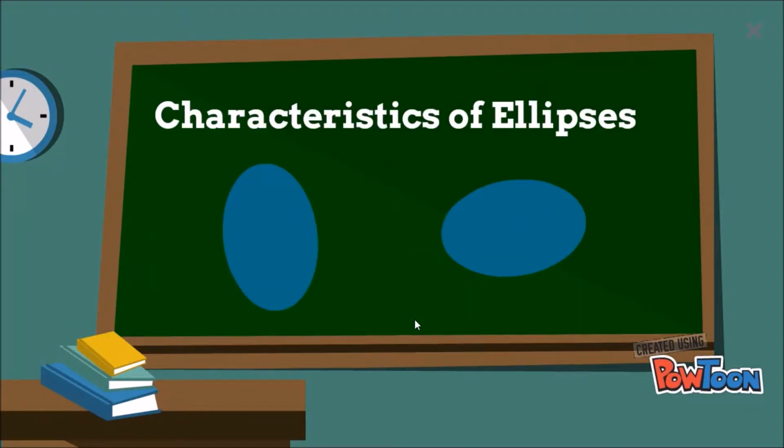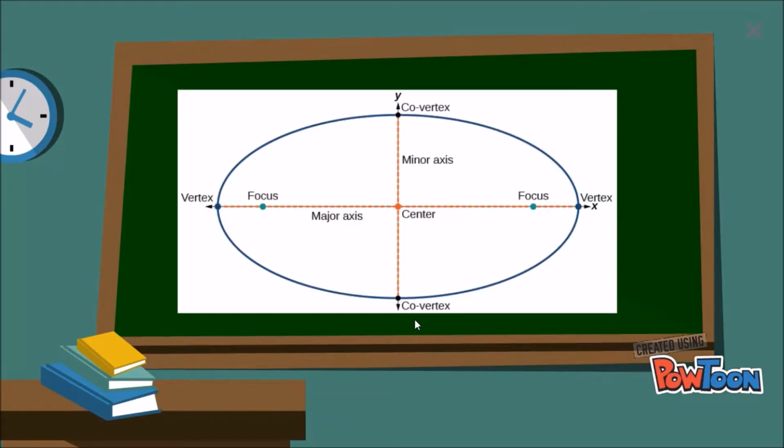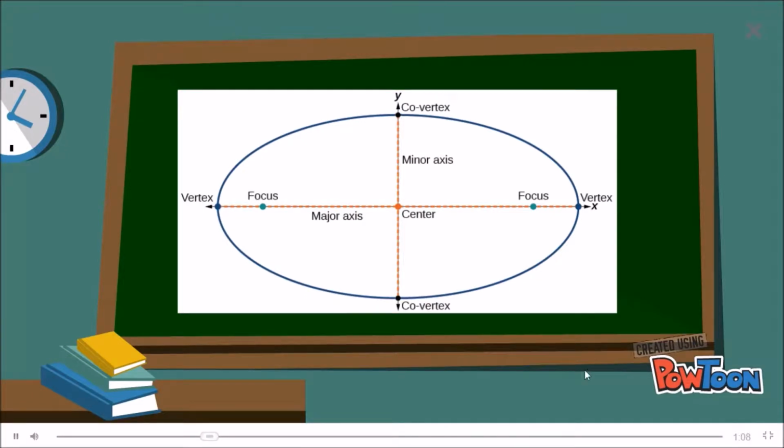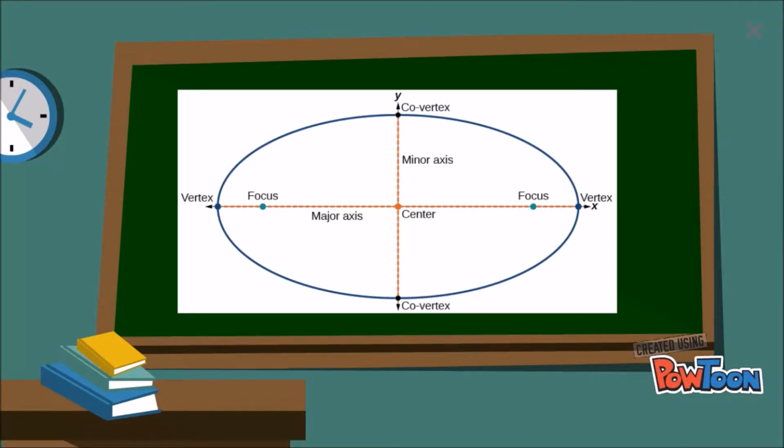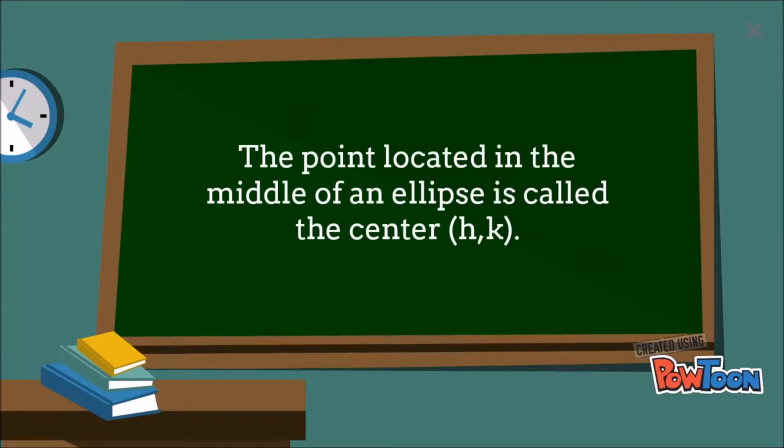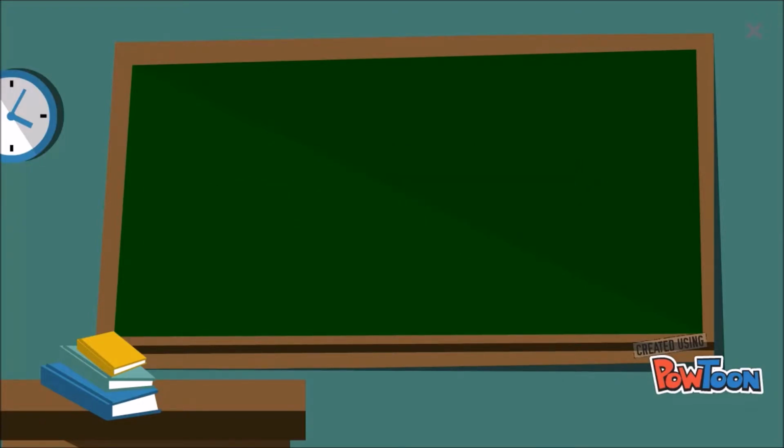In order to determine the ellipse size, we need to know some characteristics of the ellipse. Pictured here are some names of some things we need to know in order to determine the characteristics of the ellipse. We see the vertices, the co-vertices, the center, the foci, the major, and the minor axes. The point in the middle of an ellipse is called the center. This point is known as h, k, much like the center of a parabola or a hyperbola.